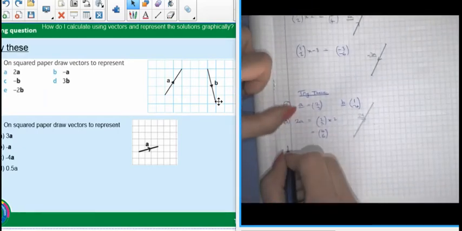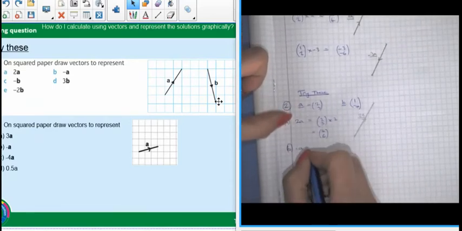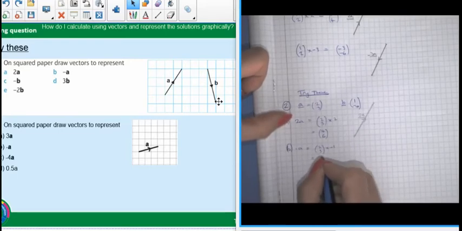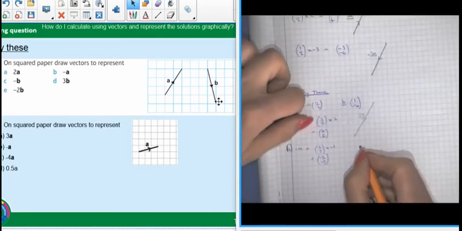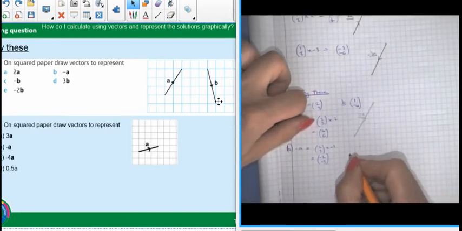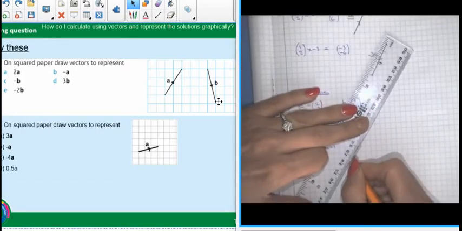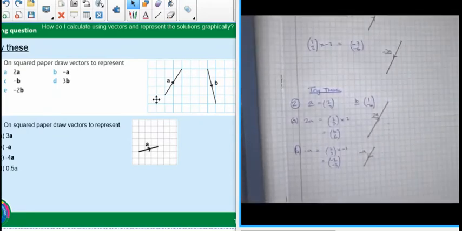Part B. You want negative A, which is (2, 3) times negative 1, which is (-2, -3). Start here. 1, 2, 1, 2, 3. And if you look, it's exactly the same as A, but in the opposite direction.